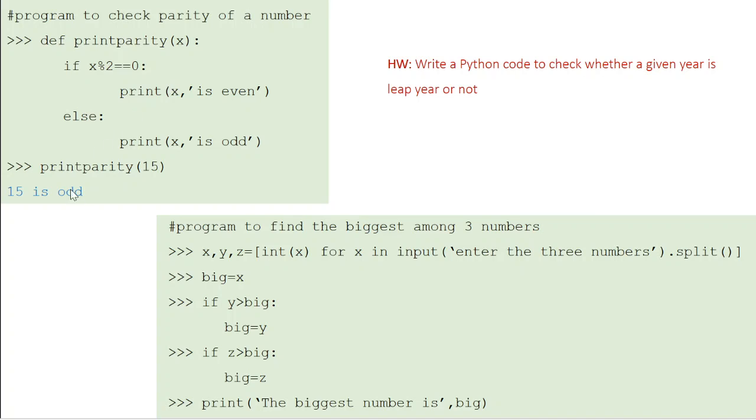Now you need to call the function. So I'm going to call the function print parity, then I'm going to give an argument, some number like 15. Okay. So the moment I call the function, the control will go inside the function. So it will go to the if statement, 15 modular division 2 equal to 0. It checks, this is not true. So the print statement will not be executed. Control will jump to the else statement.